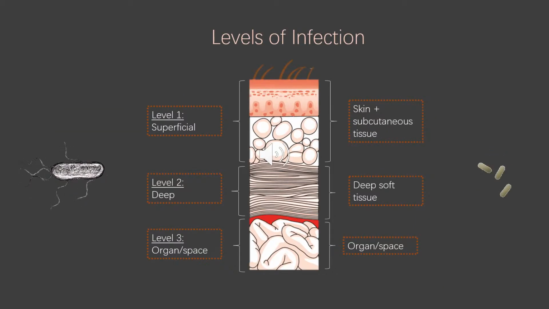There are 3 levels of infection. The first level is superficial and refers to the bacterium spreading onto the level of skin only. The second level is deep, which is when the bacterium spreads beneath the skin and enters the muscles and other tissues. And third, organ space, in which the bacterium spreads onto the organ of the surgical site.